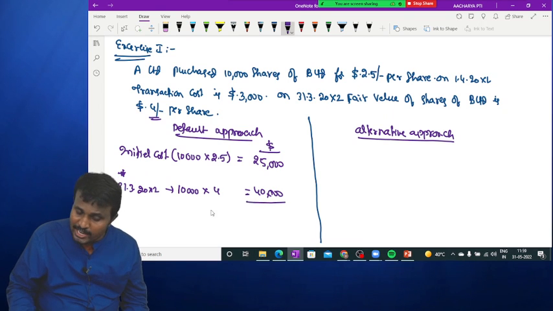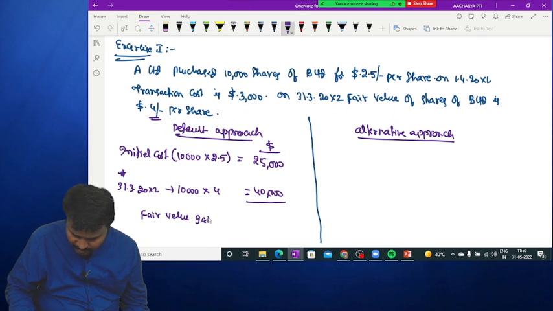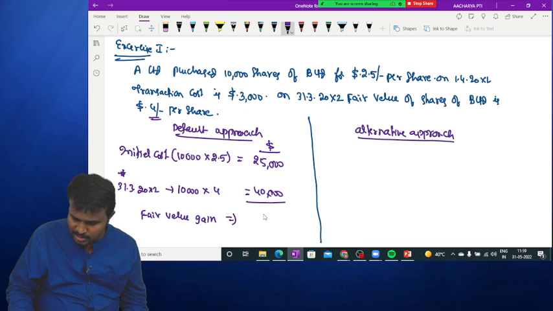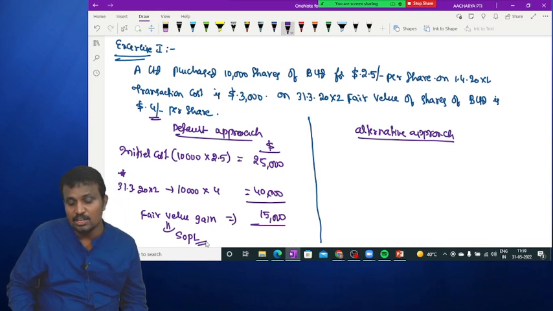So fair value gain or fair value loss? Fair value gain. So how much amount of gain is there? 15,000. This fair value gain is transferred to which account in default approach? Profit and loss. So statement of profit and loss.